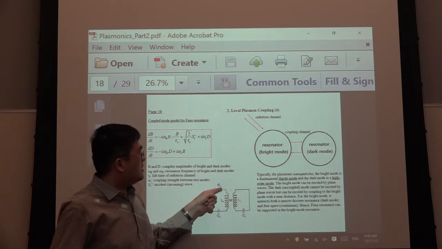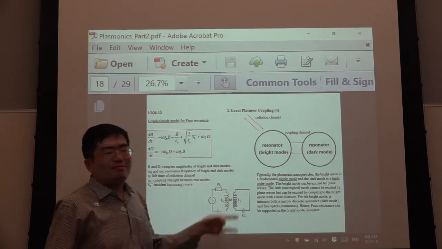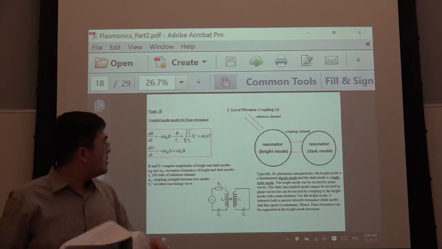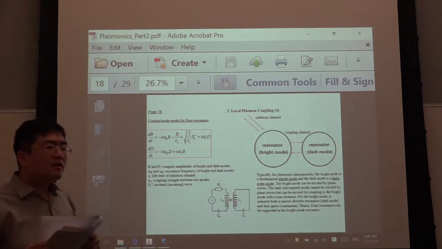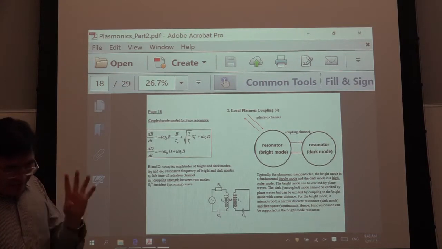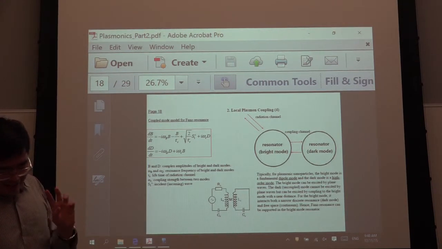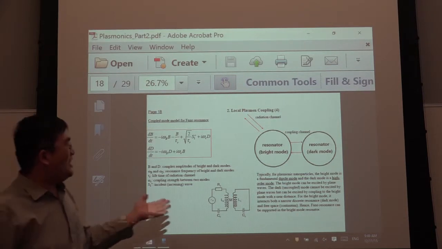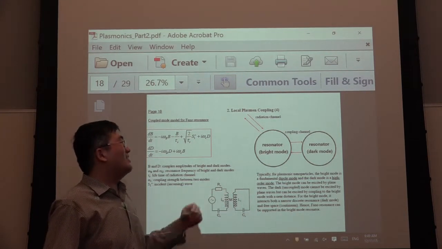Here is a resistance. Here is no resistance. That is what I just tried to address: the dark mode actually doesn't have a loss. The dark mode is because you don't have R. Another thing is you can also have a dark mode. This is the original Fano resonance.